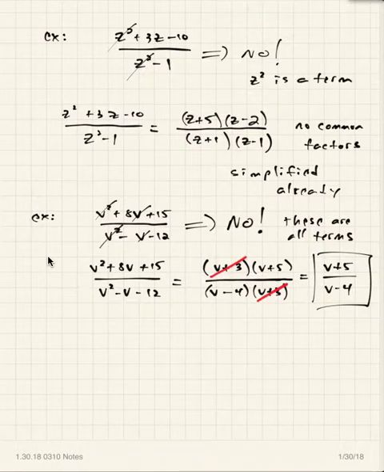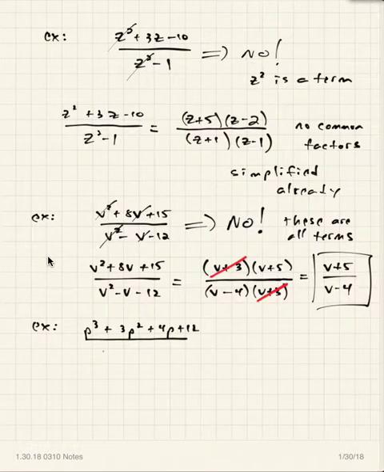Okay, so that's what we're talking about doing here. All right, next problem. And so please stop me if you have a question. Next problem, we have p cubed plus 3p squared plus 4p plus 12 divided by p squared plus p minus 6.